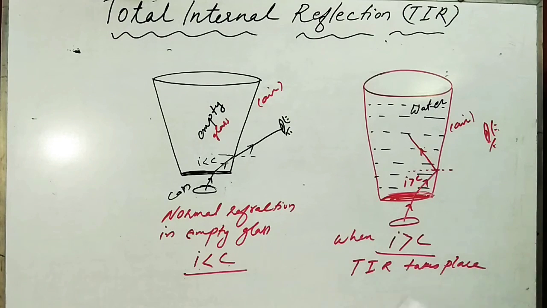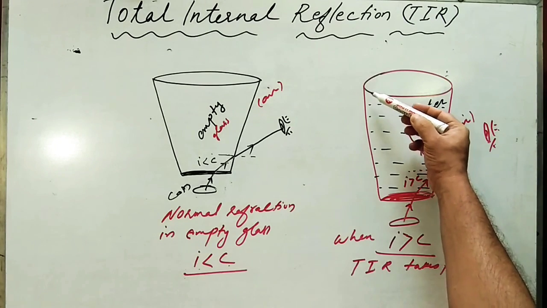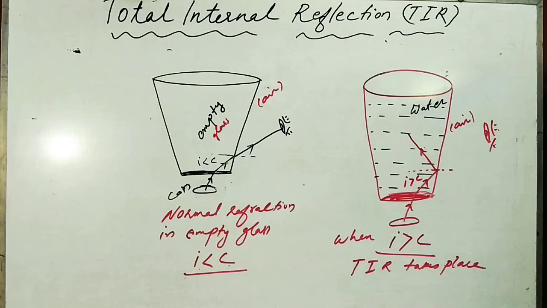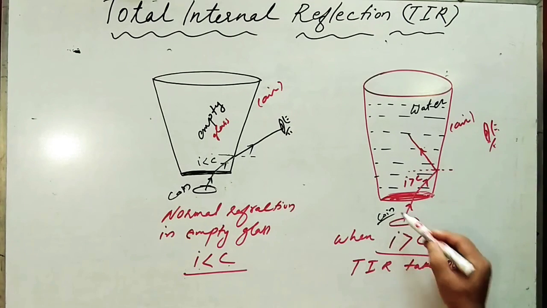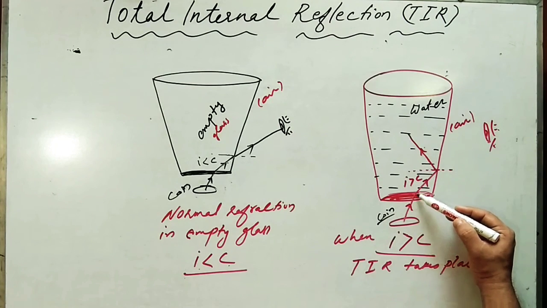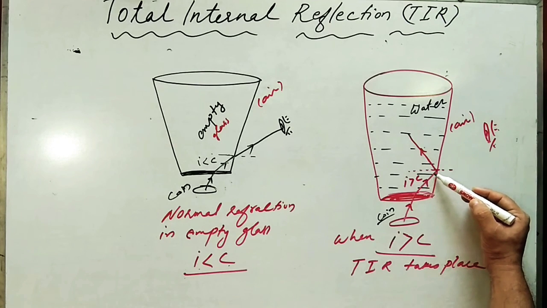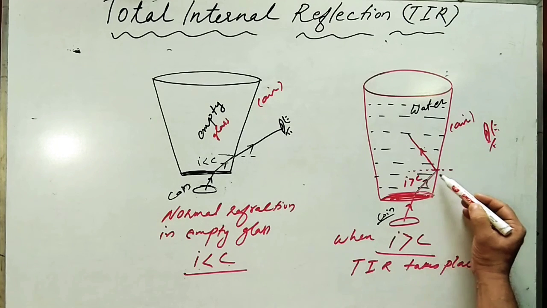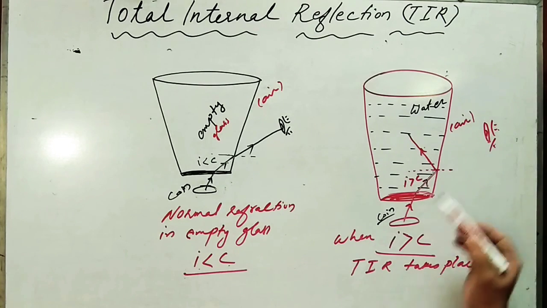Now, consider the second case. The glass is filled with water. When water is poured into the glass, the coin disappeared, right? You have seen that the coin disappeared. So how can you explain this? Consider this case. The glass is full of water, and a coin is placed at the bottom of the glass. A ray of light is traveling from rarer medium to denser medium. It is getting refracted through the water filled inside the glass, and this refracted ray is striking the glass water air interface at an angle greater than the critical angle.